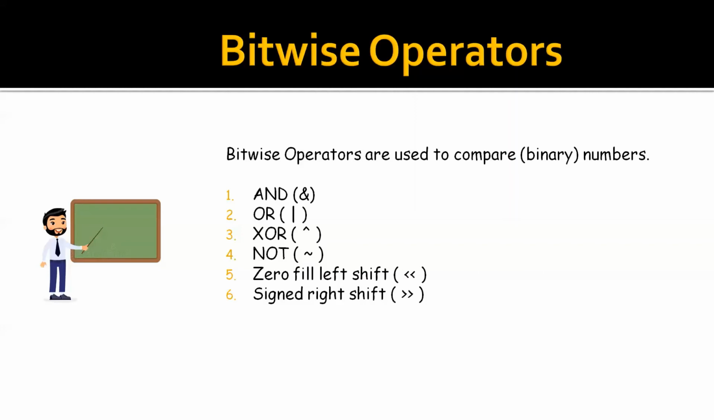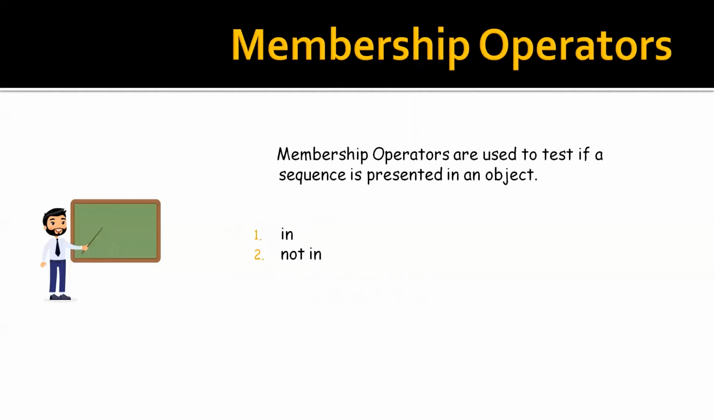Let's move on. We have the membership operators. Membership operators are used to test if a sequence is present in an object or not. Basically, it gives the result as true or false. Like we have already told you in the list and tuples part that in and not in are the operators used to check whether a particular word is present in the string or not.